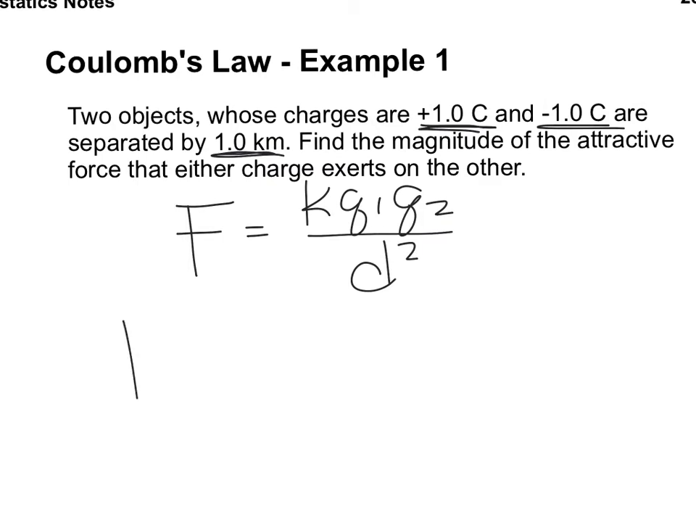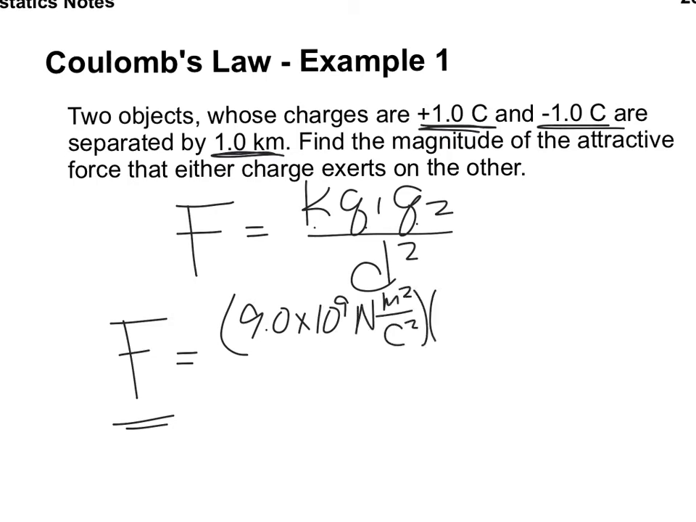So if I'm going to calculate this force, and I want to calculate it in newtons, then when I sub in my numbers here, I want to make sure I use my base SI units. Our constant k is 9 times 10 to the ninth newton meter squared per coulomb squared. My first charge here is +1 coulombs. My second charge is -1 coulombs.